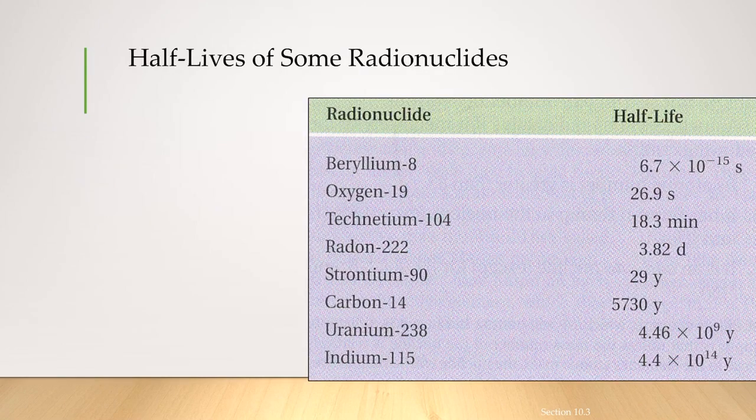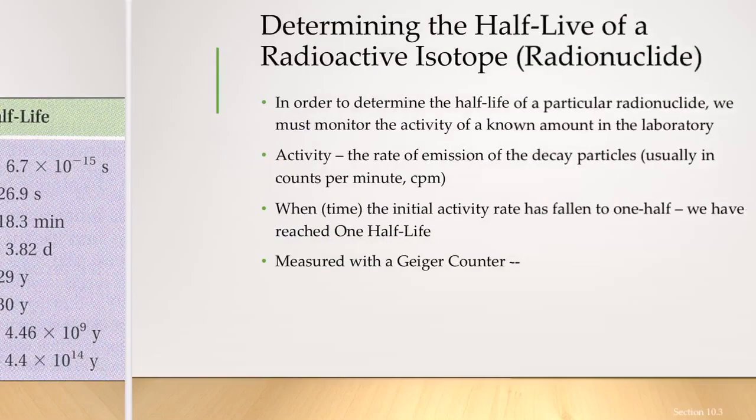Okay, here are the half-lives of some radionuclides. When you take beryllium, it's actually very short, which is equivalent to 6.7 times 10 to the power of minus 5 seconds. But when you take carbon, it's actually 5,730 years. But look at this. Uranium-238 is actually 4.46 times 10 to the power of 9 years. That's a long time for it to decay. And indium-115 is even longer. It's actually 4.4 times 10 to the power of 14 years.